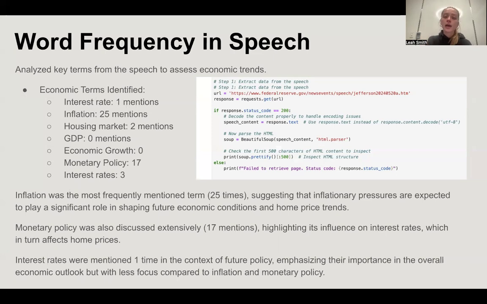This is the code I had used to find these values. I used an if statement, an else statement, and I used a URL to get that data.